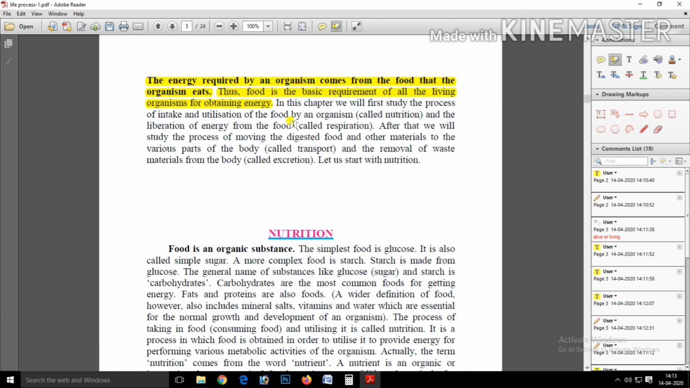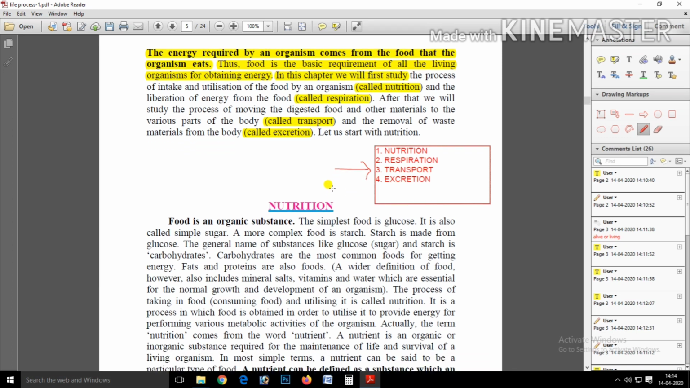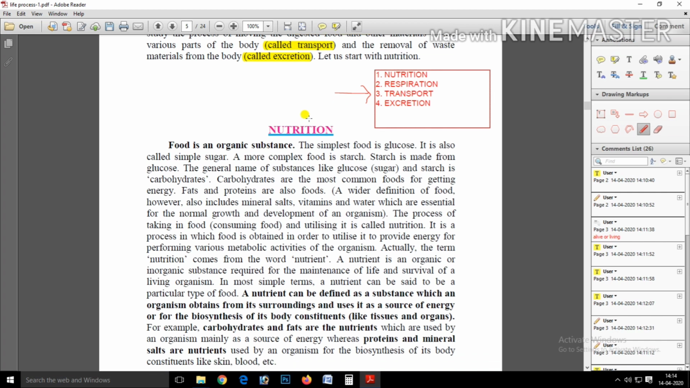Now in this chapter, we are going to discuss four processes, and that are nutrition, respiration, transport, and excretion, because only these four processes are present in your syllabus and as well as in your book. You can see all the four processes. Now first we'll discuss the first process, that is nutrition.